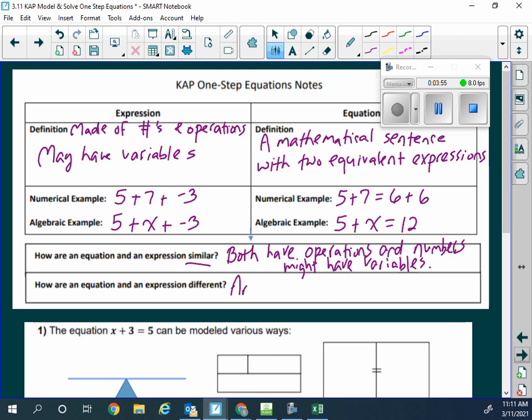Equal sign. An equation has the equal sign. And in the word equation, that beginning, that's a clue that there's an equal sign. That's what makes an equation. And so now we can actually start solving.